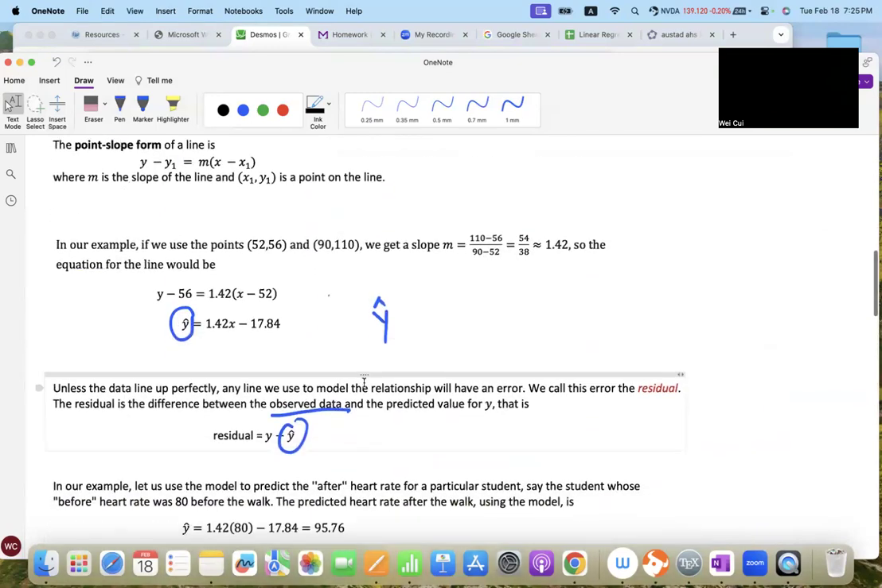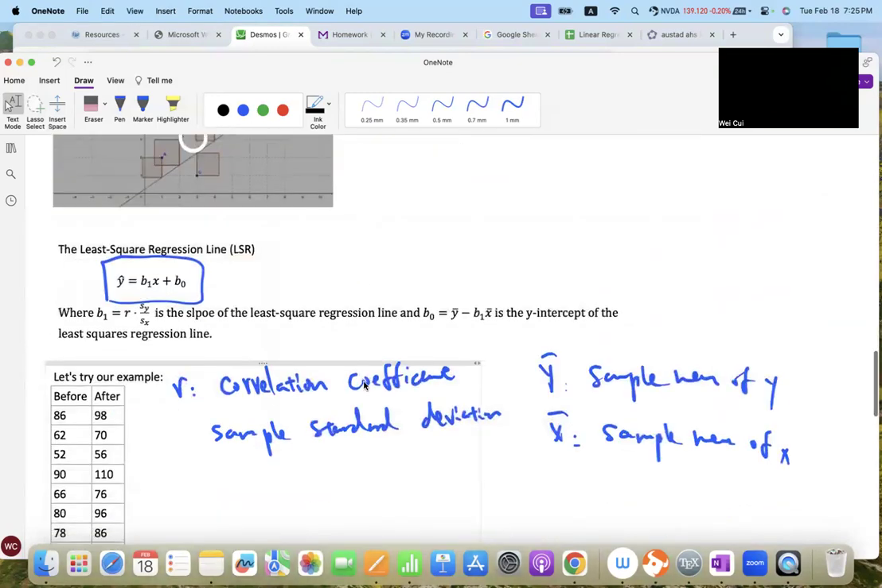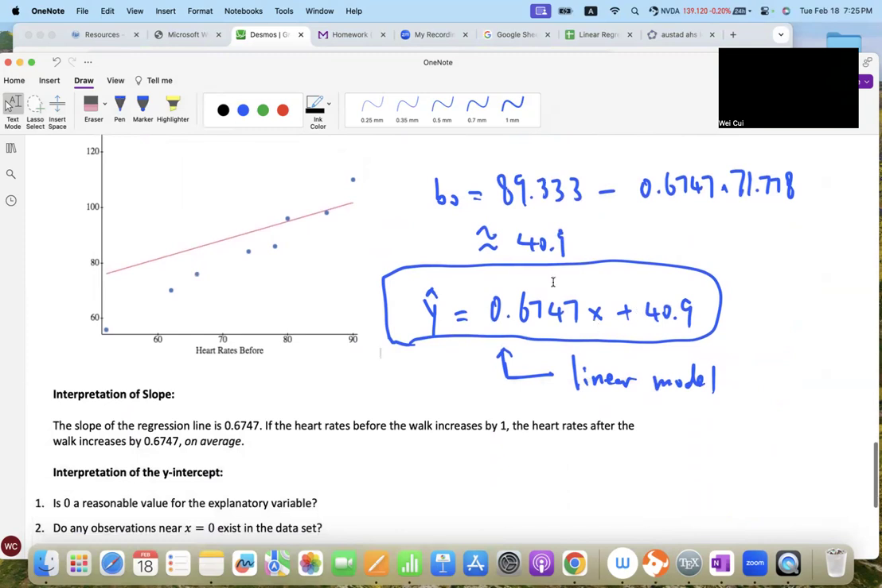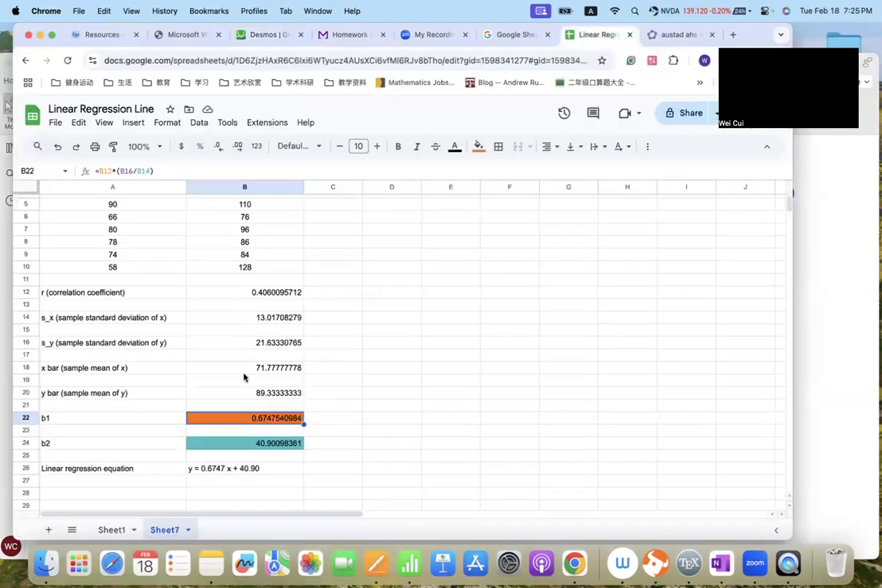In my next video, I will show you an easy, quick way to find this equation without finding these components one by one. But on the quiz, you might see questions like this. Of course, I will give you these components and ask you to use them to find B1 and B0.